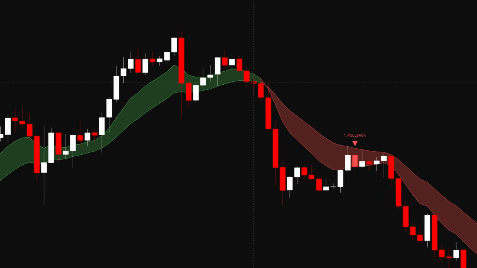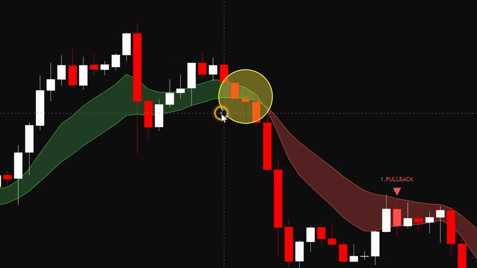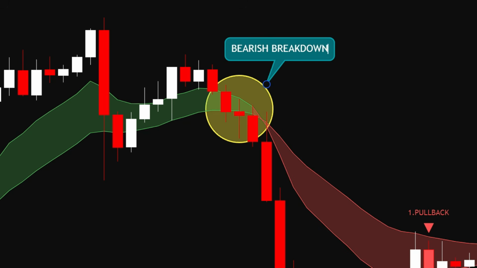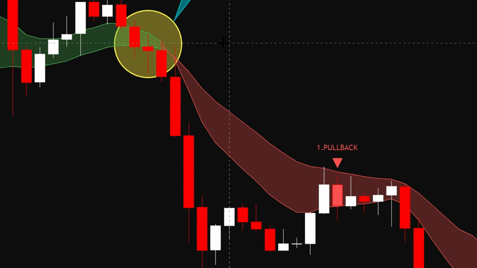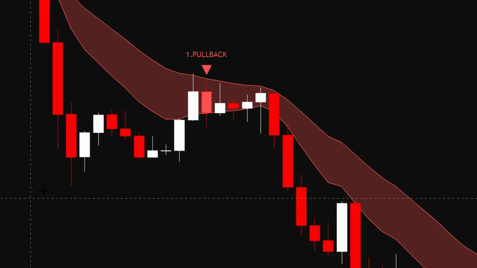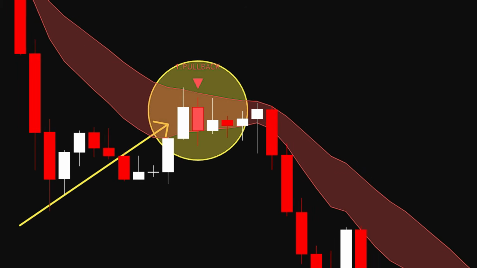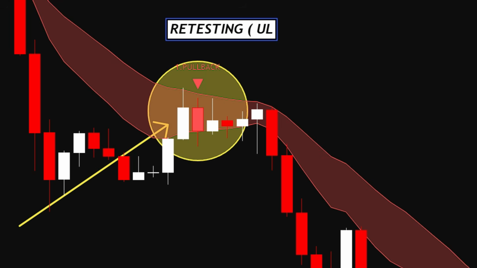Now let me show you the same idea for a short setup. Check this out. Still on the gold chart, the price has been trading above the band and then it flips. It breaks and starts trading below the ribbon. So what are we gonna do? Same thing, but in reverse. We wait for the price to make its first bearish move and then we look for the discount zone for entering a sell signal, that pullback signal.